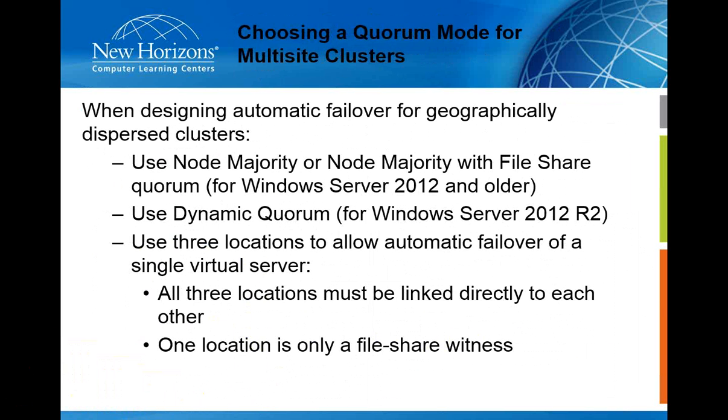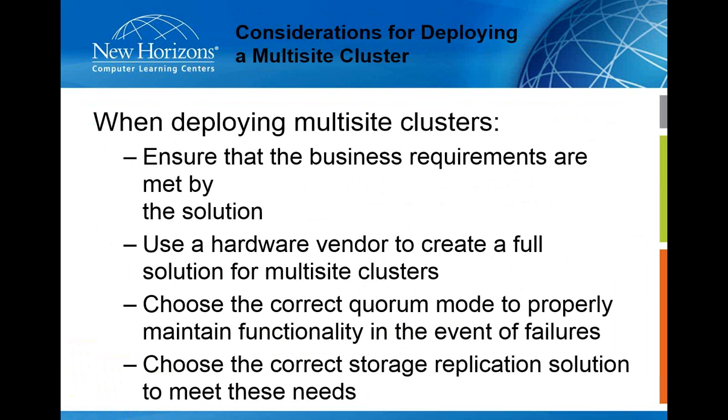In 2012 R2, dynamic quorum takes care of it for you. And like I said, you need 3 locations: one for the headquarters site, one for the DR site, and one to be your file share witness. So that's the best practice. Not always something we can do, but that's why alternate file share witnesses were created.